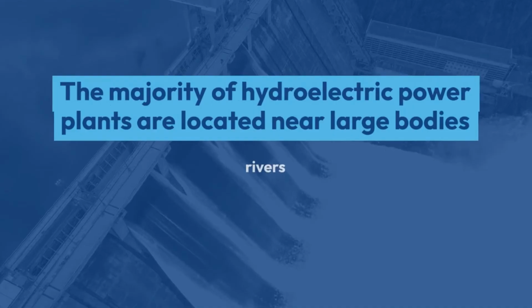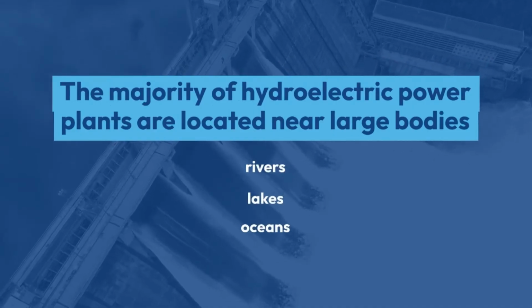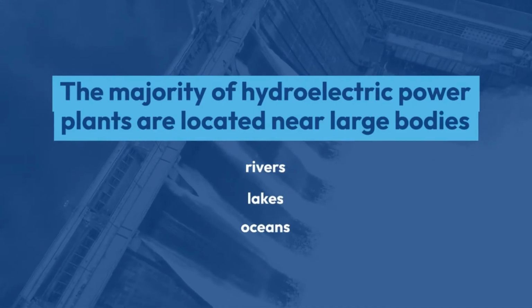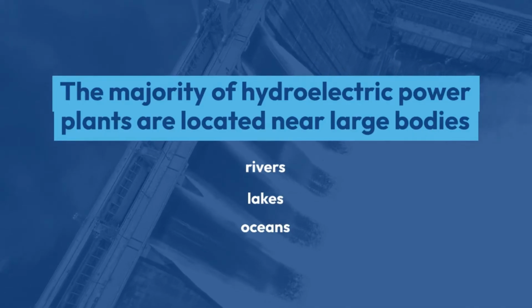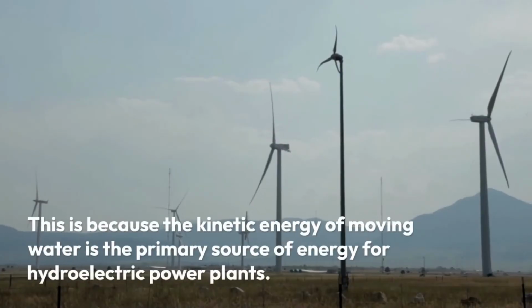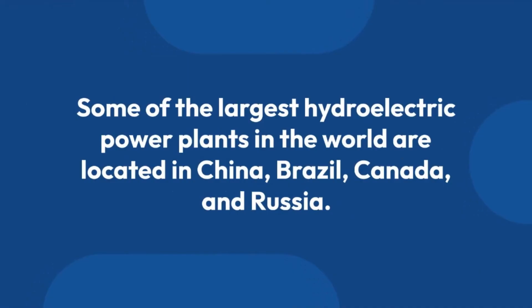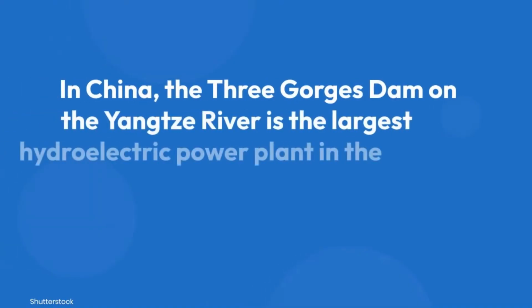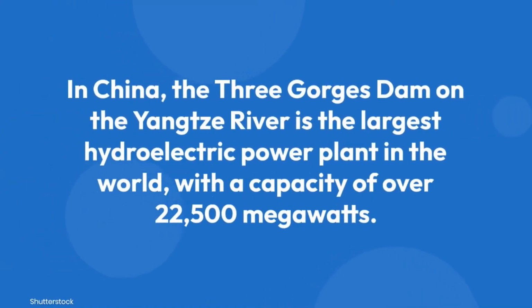The majority of hydroelectric power plants are located near large bodies of water, such as rivers, lakes, and oceans. This is because the kinetic energy of moving water is the primary source of energy for hydroelectric power plants. Some of the largest hydroelectric power plants in the world are located in China, Brazil, Canada, and Russia. In China, the Three Gorges Dam on the Yangtze River is the largest hydroelectric power plant in the world, with a capacity of over 22,500 megawatts.